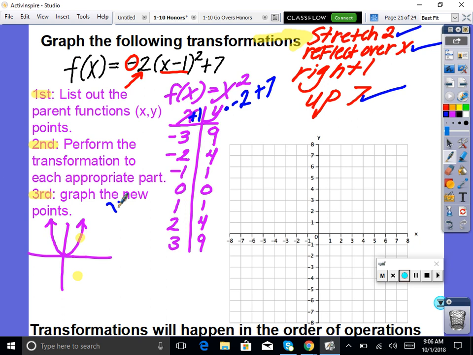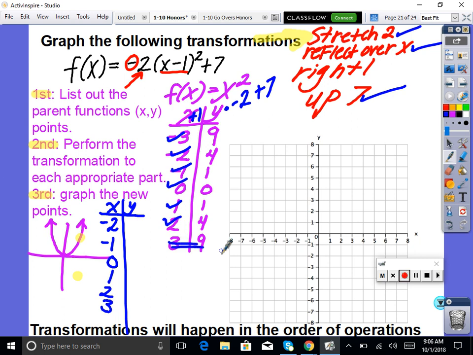So now what we can do is write down our new xy points. This is how you have to do it. Yeah, there's other ways to do it. This is how we're looking at transformations. So now say, what are my new xy points? -3 plus 1 is -2. -2 plus 1 is -1. -1 plus 1 is 0. We're just writing down our new xy points. Check, check, check. 0 plus 1 is 1. 1 plus 1 is 2. 2 plus 1 is 3. And that's enough points.